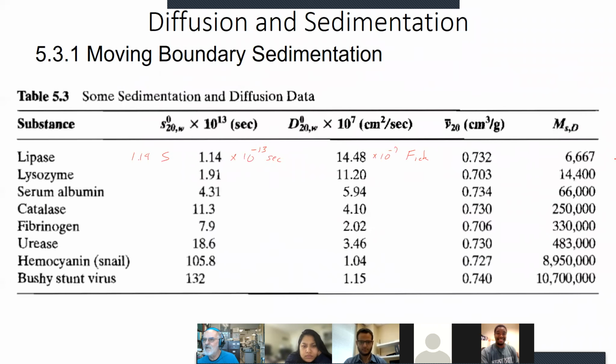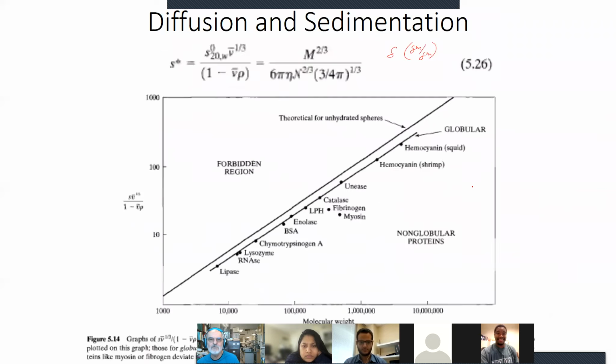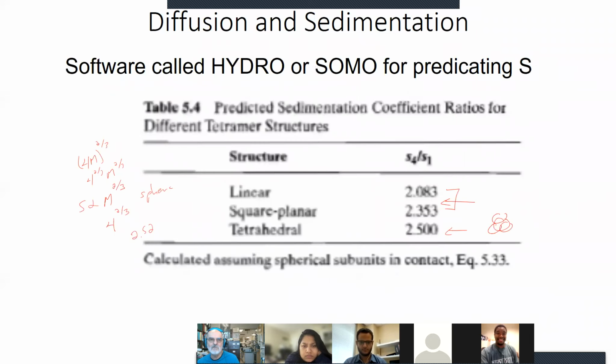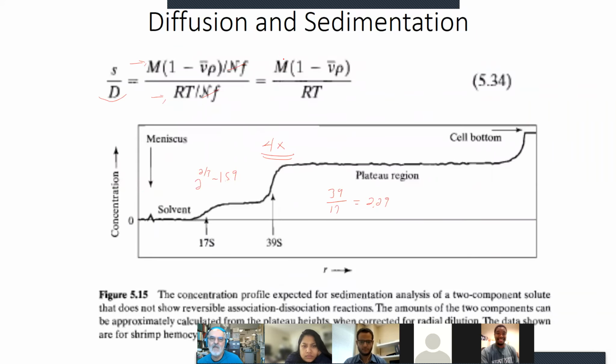So that table up above said S on D. So what it's doing is it's using the S divided by D result to calculate a molecular weight. You simply need the buoyancy term. The V bar, the rho, R and T are constants. You know what the temperature of the experiment is. Okay, so this is how you would solve for a molecular weight from a sedimentation experiment.